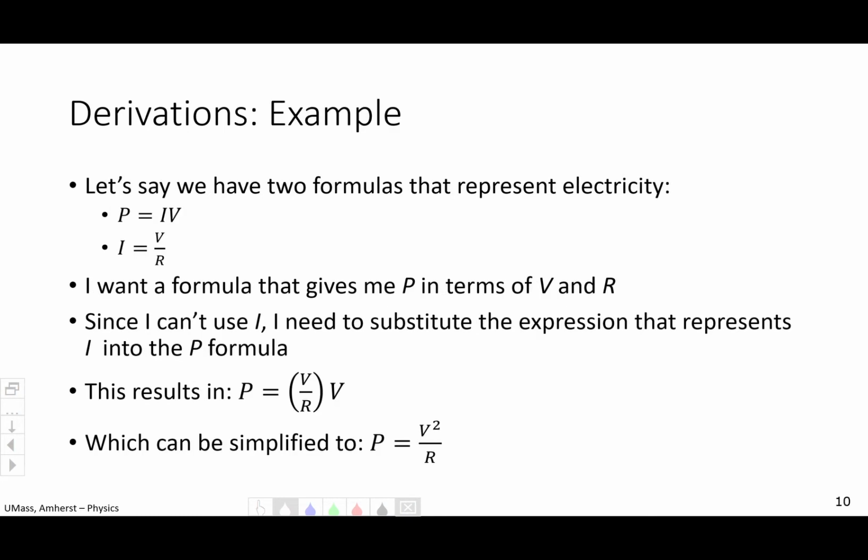So let's look at a simple example. Let's say we have two formulas that represent electricity. Power, P equals IV, current times voltage, and current is defined as voltage over resistance, I equals V over R. These are DC circuit formulas. When you're dealing with DC circuits in the real world, there are two out of these four variables that are directly either controllable or measurable.